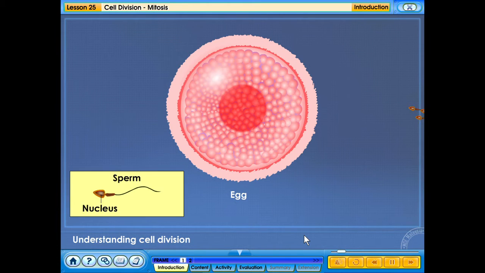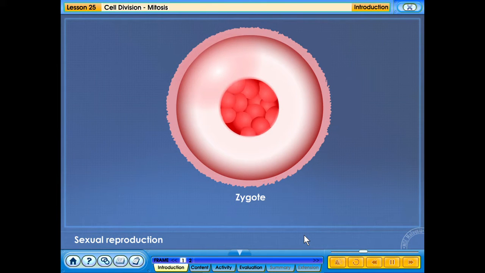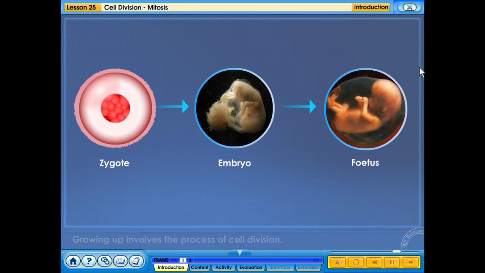Have you ever thought of how you came into this world? The fusion of the ovum from your mother and the sperm from your father developed to form a zygote. The cells in the zygote multiply through a process called cell division. The process of cell division continues until you have developed into a full-grown individual as what you are today.